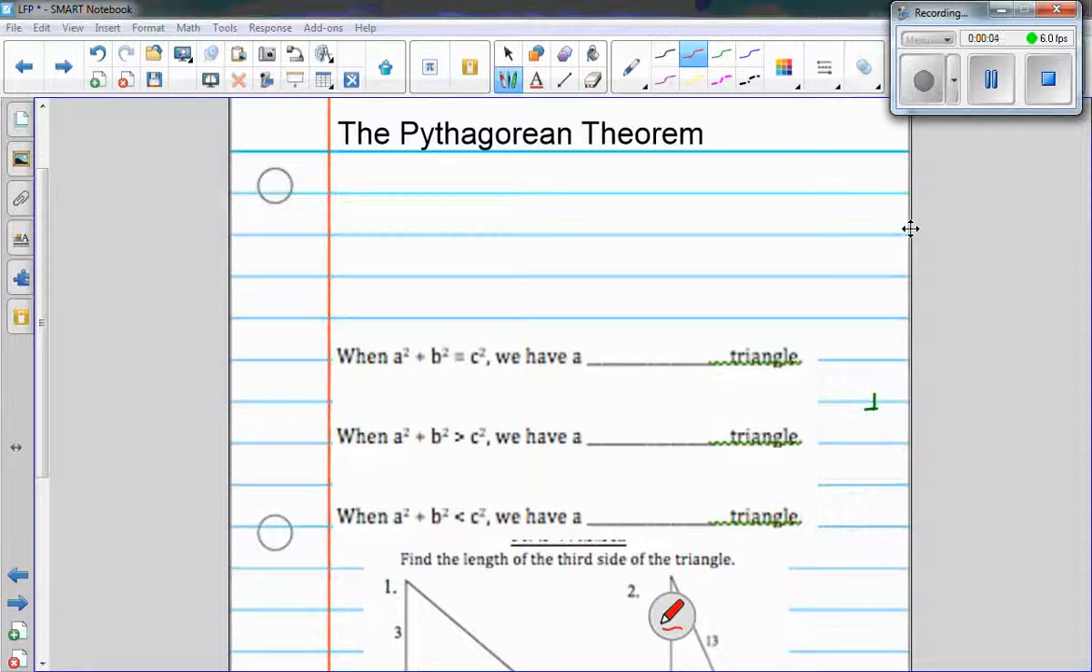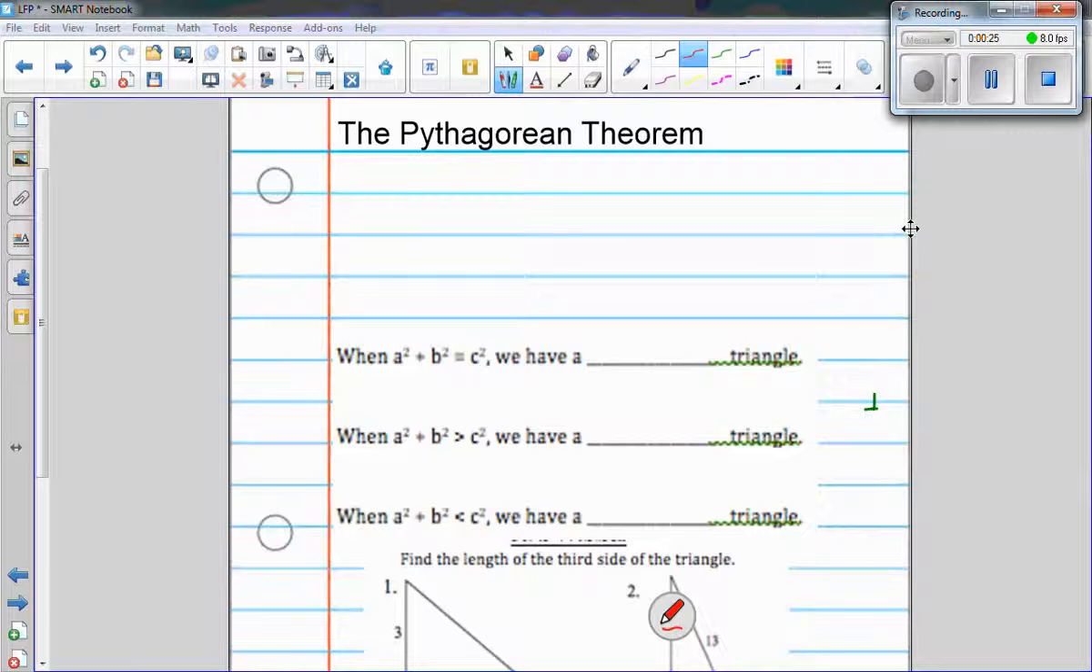Soon, it is our goal to formalize some of the things that you figured out when you were working with side lengths of triangles and drawing squares off of those side lengths. So as we're talking today, we're going to put all of that information into something called the Pythagorean theorem.